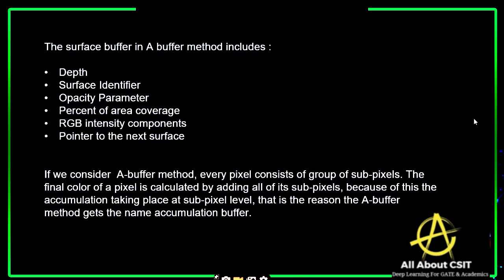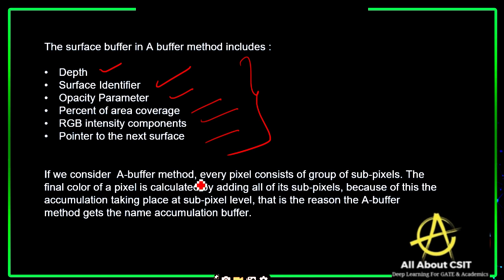Now, the surface buffer in the A buffer method includes some points. I said the surface information will be stored in the second field. So that surface buffer, if you consider the A buffer method, what type of information does it include? It includes the depth, and the surface identifier. Opacity parameter, percent of area coverage, RGB intensity components, and a pointer to the next surface also. So this is all the information that is stored in the surface buffer.